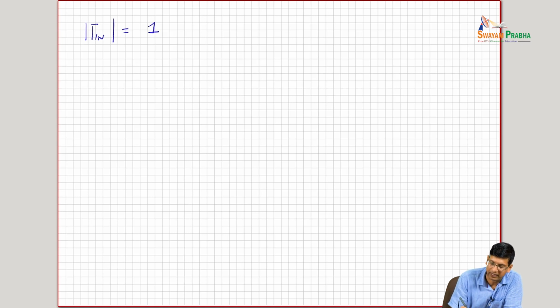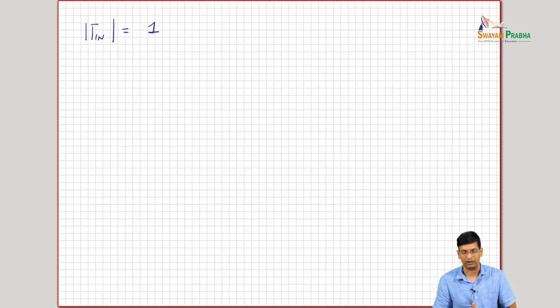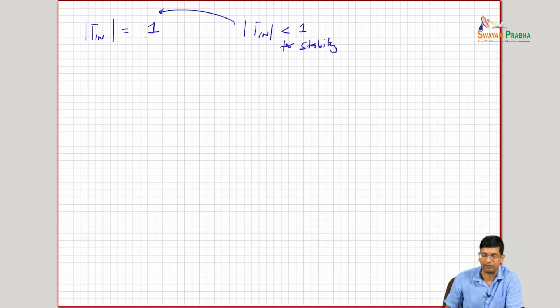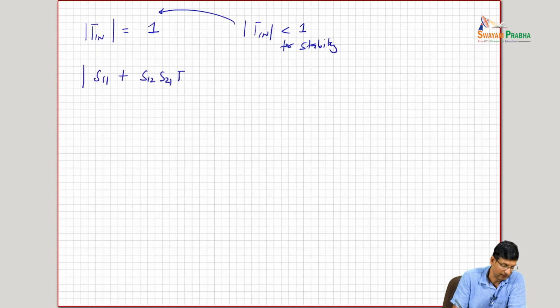So from a design perspective, there is a nice way to visualize this. For example, you apply the constraint that the absolute value of gamma in is 1. Remember, I wanted the absolute value of gamma in to be less than 1 for stability. Now I am trying to examine what happens if I equate this to 1. So I am saying that the absolute value of (S11 plus S12 S21 times gamma L) divided by (1 minus S22 gamma L) is equal to 1, right?